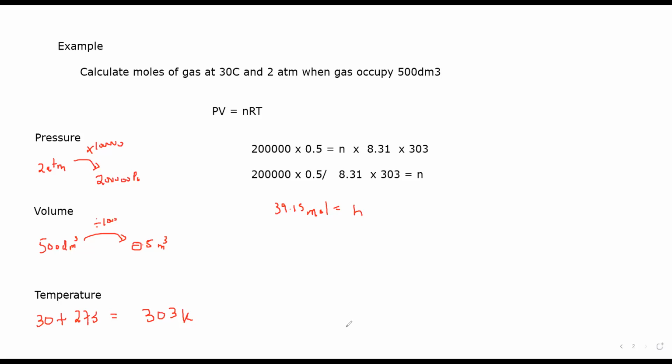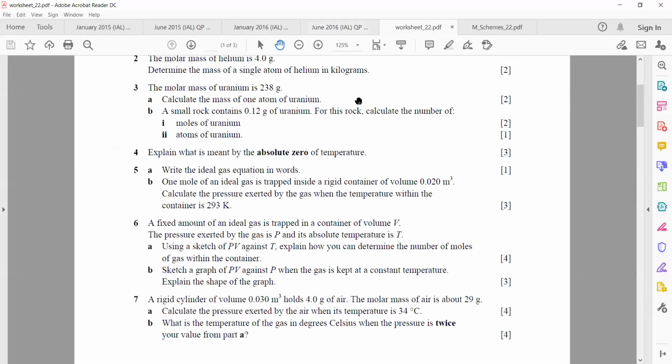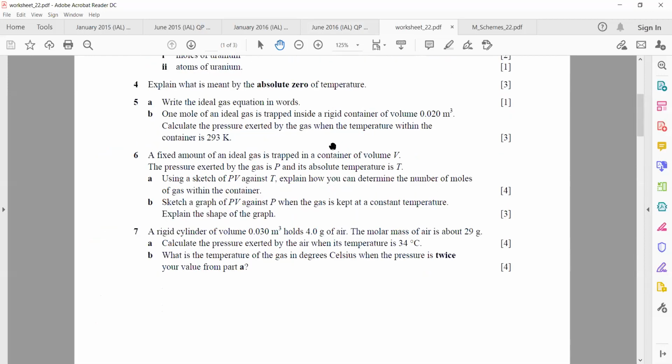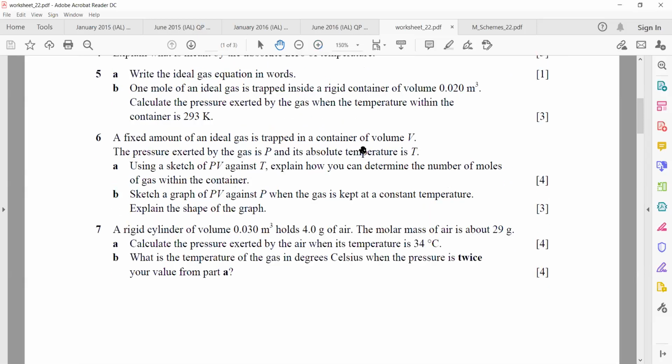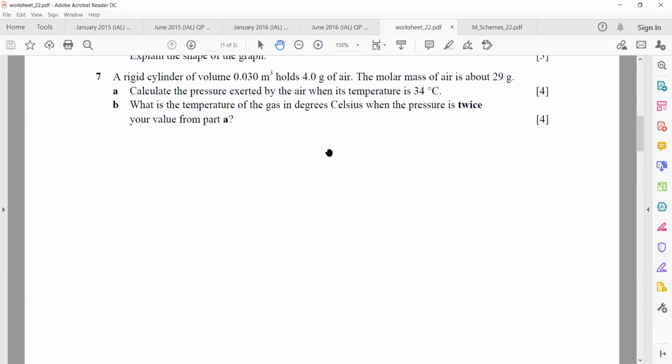Now some questions related to this. For example, in the question, a rigid cylinder of volume 0.03 meter cube holds about 4 grams of air. The molar mass of air is about 29 grams. Calculate the pressure exerted by air when it is at a temperature of 34 degrees. So we'll solve the first part. Actually, this sheet belongs to physics, so the questions are more towards physics rather than chemistry, but we will only use the general gas equation to solve this. So we have the mass in gram of air and we have the molar mass of air.